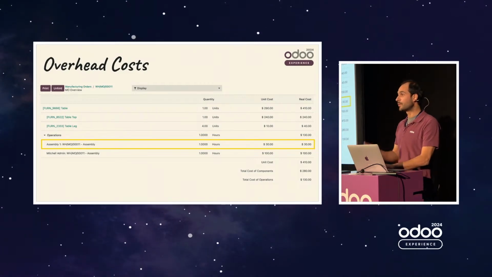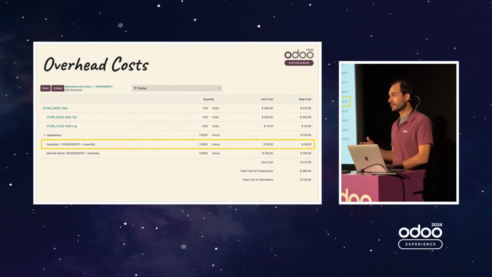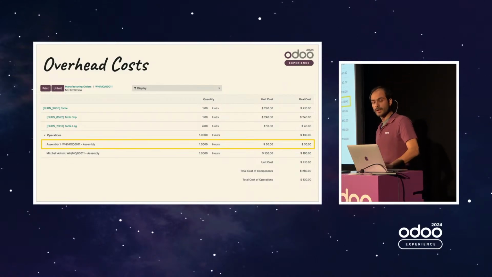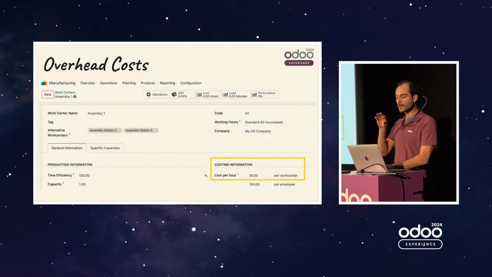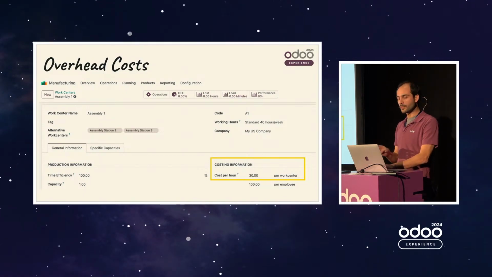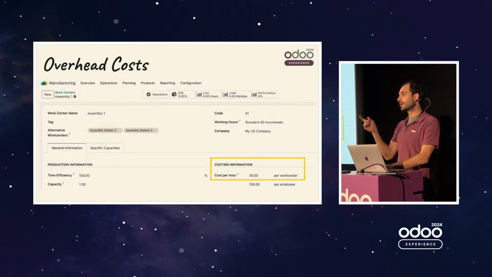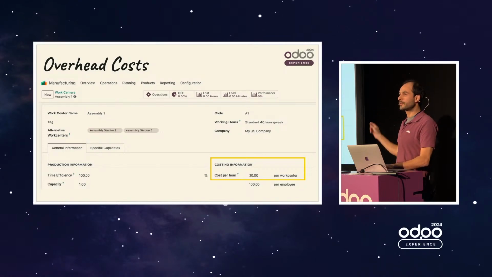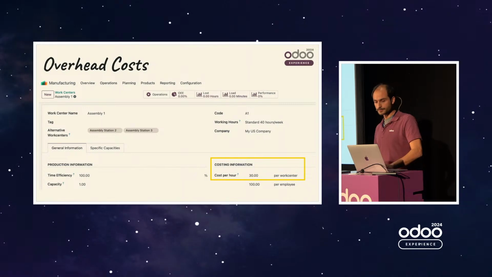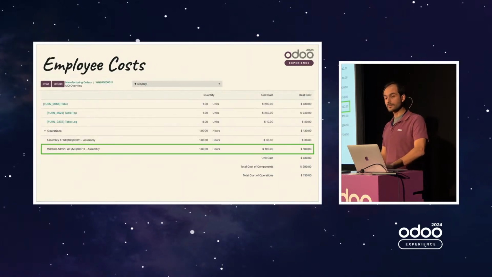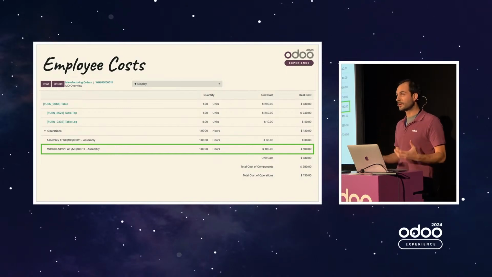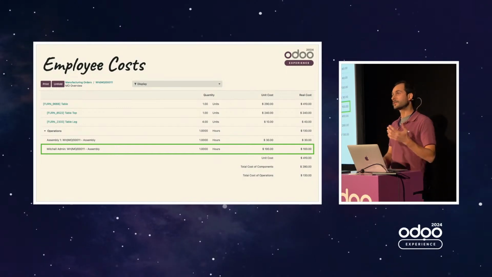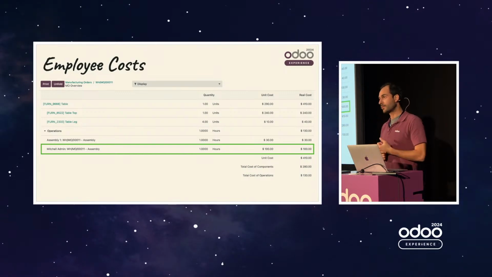First of all, we have the overheads. So this is your fixed cost, as I mentioned before. How do you set that up? On the work center, you have 2 sections. You have a cost per work center, a cost per employee. This fixed cost is the cost per work center field that you see over here. And then we have the final section of the MO overview, which is the employee cost. And it always has a separate line for every work center.